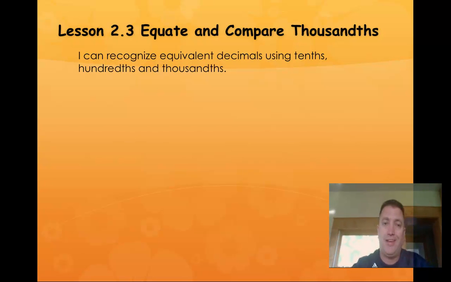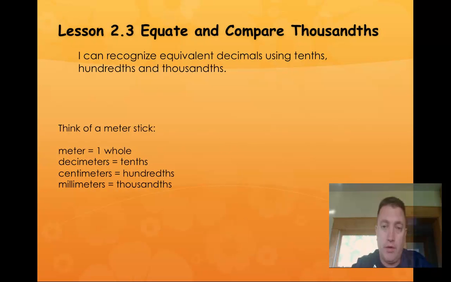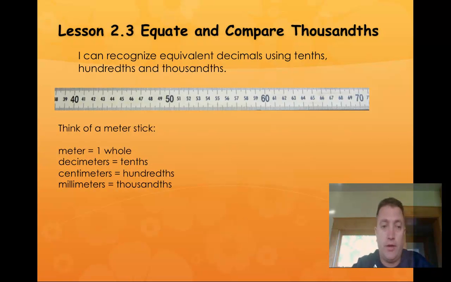One way we can think about tenths, hundredths, and thousandths is we can think of a meter stick. The meter being one whole, okay? So let's take a look at this right here. We know decimeters, and on a meter stick, those are represented by these large numbers here. Okay, so this is 50 centimeters, but it's also 5 decimeters, and there's 10 decimeters in a meter. So that would be tenths. We know there's 100 centimeters in a meter, so that would be the hundredths. And millimeters is thousandths. So that's just a way to get that visual reference to think about those different parts.